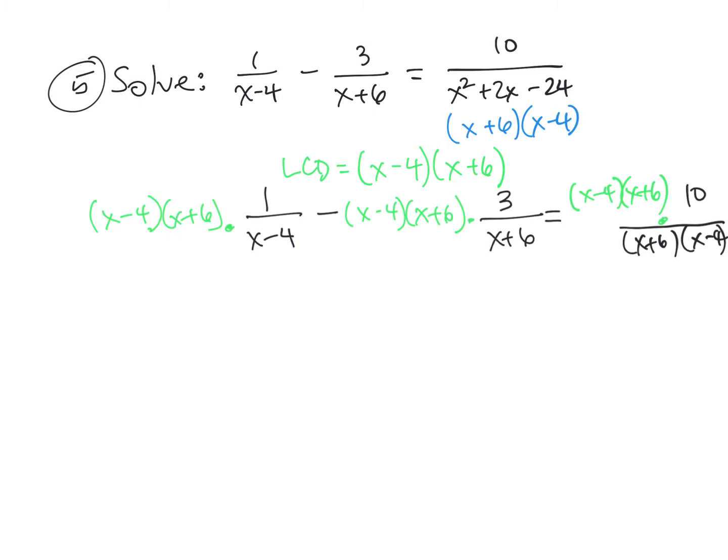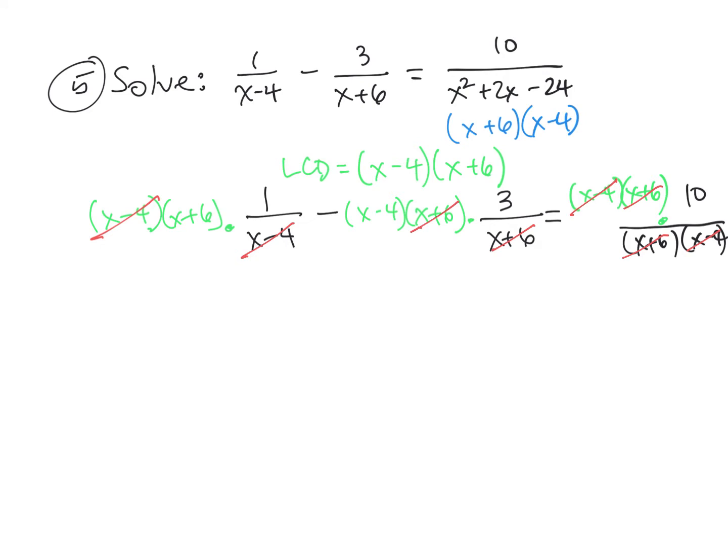The one thing I will point out before I start canceling is that I rewrote my third fraction in factored form down here instead of the original. That's okay because I want to focus on the factors, since that's what cancels out. So, first fraction, the x minus 4 on the bottom cancels with the x minus 4 up top. Second fraction, the x plus 6 cancels with the x plus 6. Third fraction, x plus 6's cancel, x minus 4's cancel.